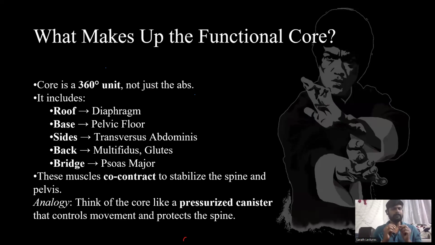So what is the main thing these muscles are doing? These muscles act together with other muscles: the diaphragm acts with the pelvic floor, with the TA muscle, with the multifidus muscle, all together acting as a co-contraction to stabilize the spine and the pelvis. I will let you know how it is doing.